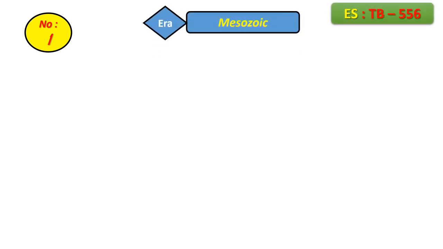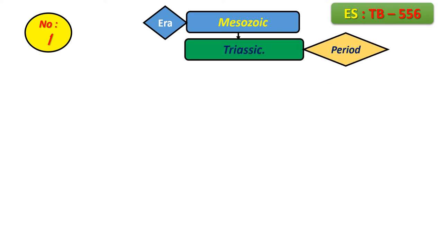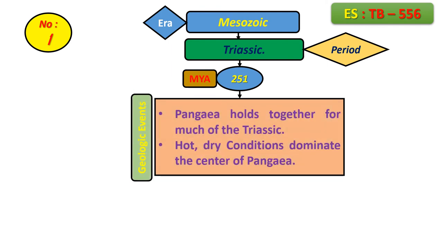Now let us discuss the second era, named the Mesozoic era. The Mesozoic era is mainly divided into three: Triassic period, Jurassic period, and Cretaceous period. Now we can check the Triassic period, around 251 million years ago. Main geologic events in the Triassic period: Pangaea holds together for much of the Triassic. Hot, dry conditions dominate the center of Pangaea.